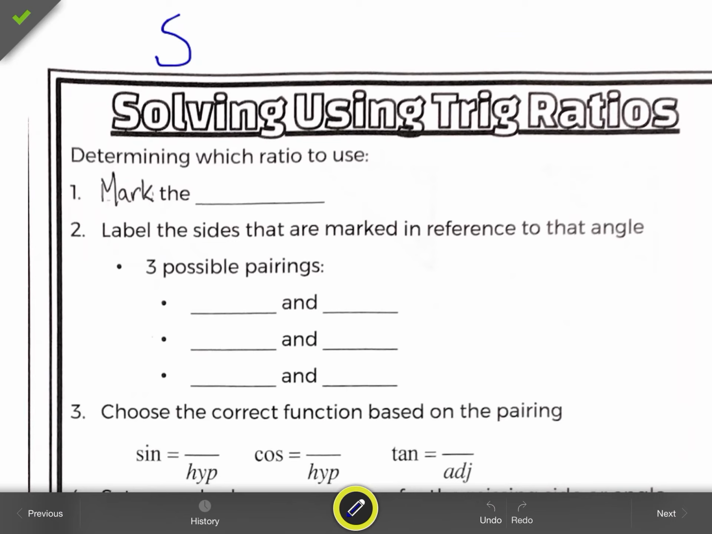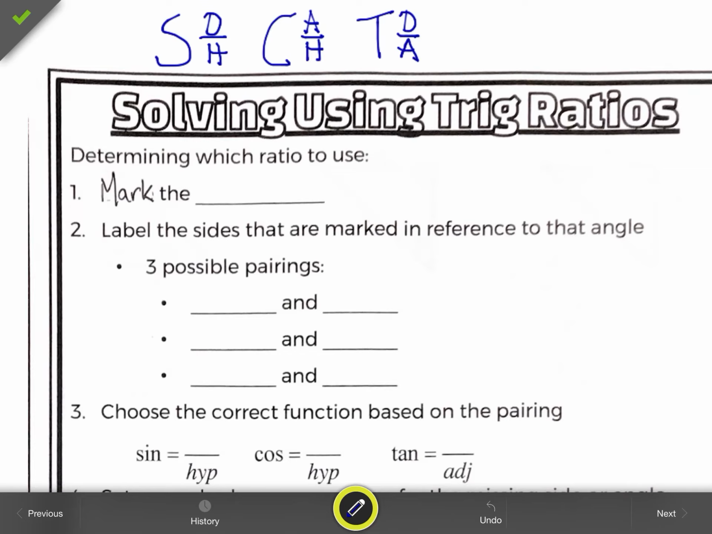Oh, that's a terrible O. Hold on. Better, because it reminds me that I'm writing ratios or fractions. Okay, SOHCAHTOA. So remember, S is for sine.